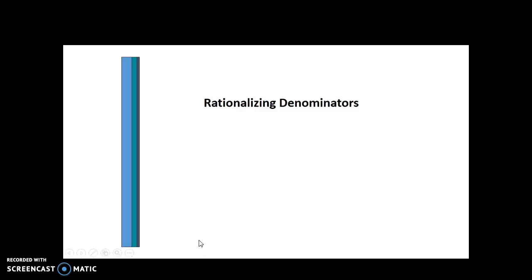Hey there, let's geek out some more about exponents and roots. And today we're going to look at rationalizing denominators.